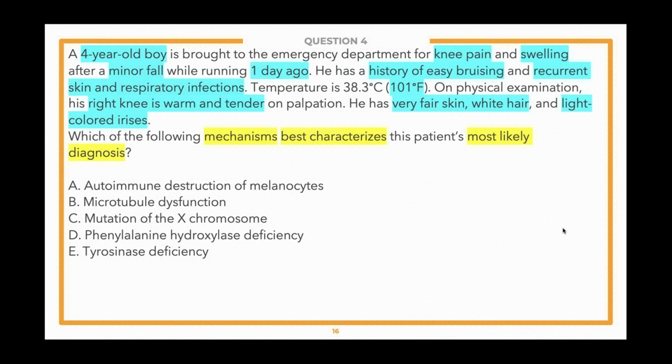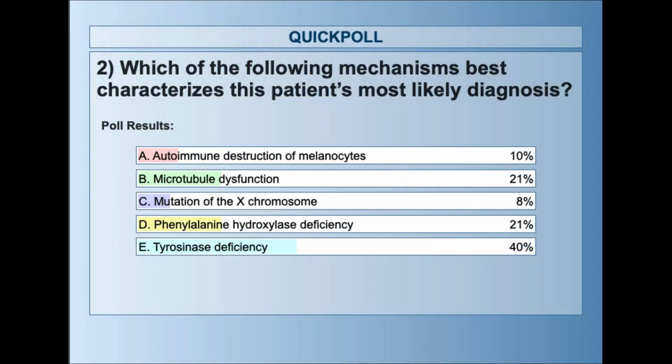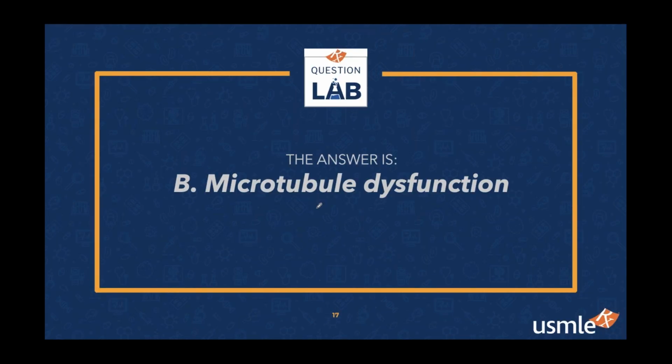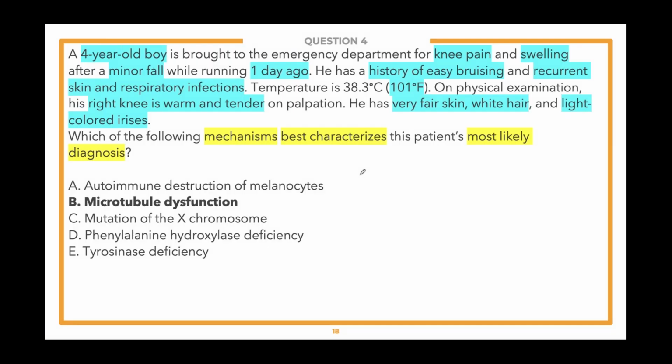40% of you selected tyrosinase deficiency, and in second place we had a tie between D and B, phenylalanine hydroxylase deficiency and microtubule dysfunction. So let's take a look and see what the correct answer is, and the correct answer is B, tied for second place here. Let me hand it off to Paula. Thank you, Sean. Yes, definitely a tough question.